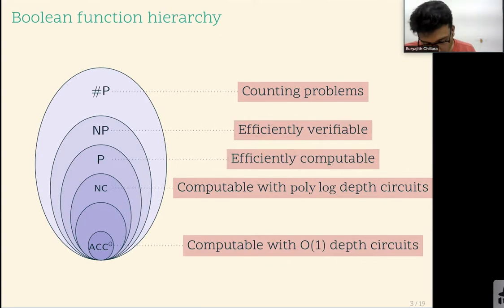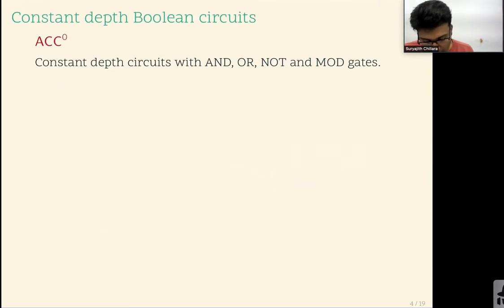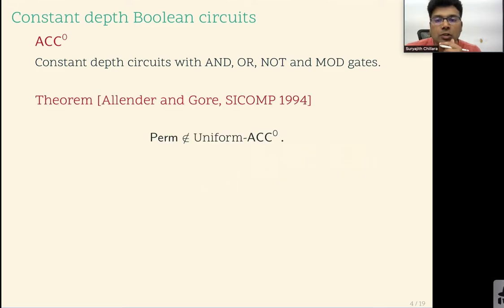So let's concentrate on one particular class which we call AC0. AC0 is a class of functions that can be computed by constant depth circuits with AND, NOT and MOD gates. And what is known about AC0 is as follows. Back in '94, Eric Allender and Vivek Gore showed that permanent is a function which is in sharp P.